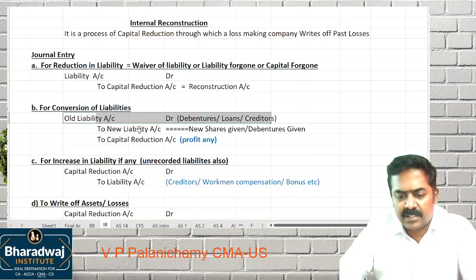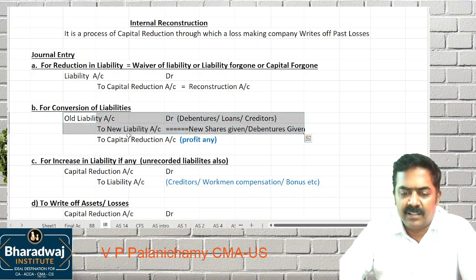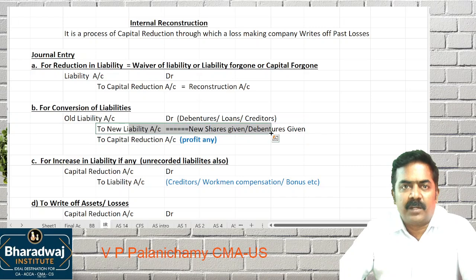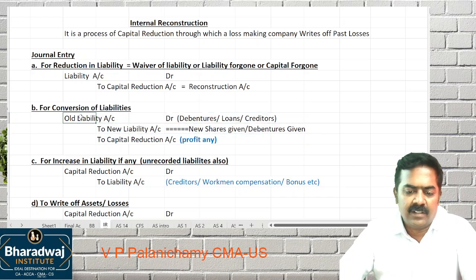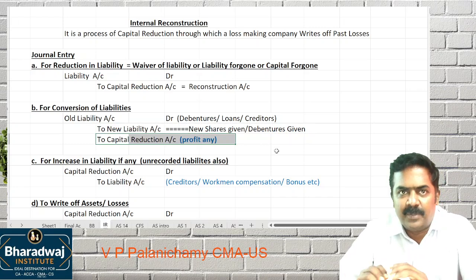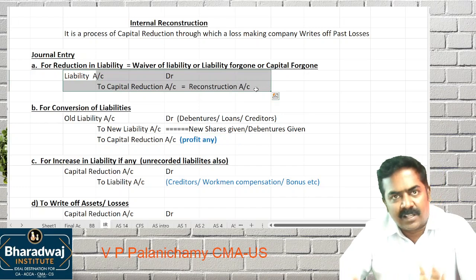For debentures, we may exchange shares. So cancel the old liability and create which one? The new liability. It's like debentures account debit to equity share capital. Creditors account debit to equity share capital, like that. Profit, if any, will be transferred to what? Capital reduction. Suppose if there is a loss also, it will be adjusted in which account? Capital reduction. So when a liability reduces, transfer to capital reduction.